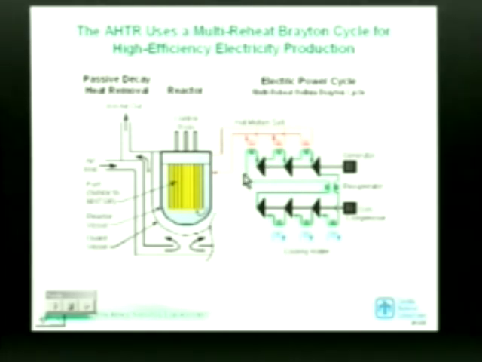It's a reheat cycle. The cold helium comes in, it's heated to, let's say, 750 degrees C, goes through a turbine, is partly let down in pressure, is reheated to 750 degrees C, goes through a second turbine, reheated, and goes through a third turbine. In effect, the turbine operates, for the most part, at very high temperatures because of this multiple reheat cycle.